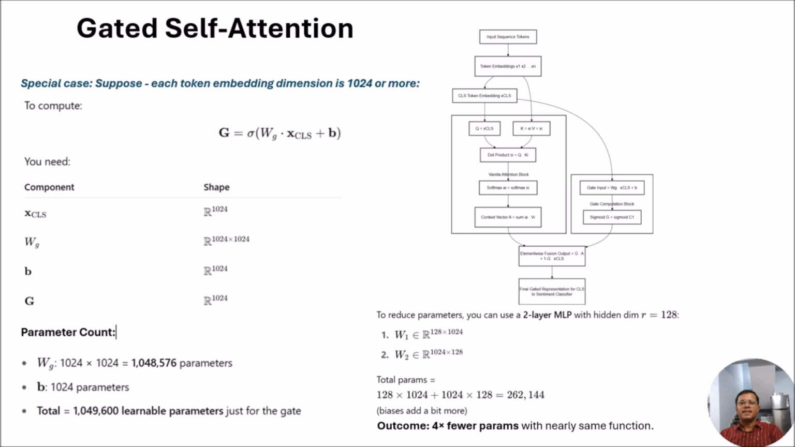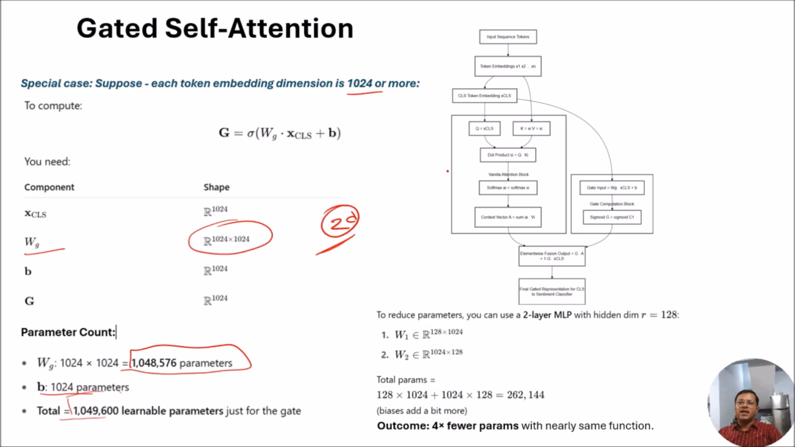Now you may ask a question: in the current scenario we had just two dimensions. Suppose we have dimensions like 1024, then what will happen? In this case, the gating matrix will have dimensions of 1024 by 1024. So if you calculate the parameters, 1024 into 1024 will be the total parameter size, and the bias B will also have 1024. So the total learnable parameters will be like this. This is too high in number.